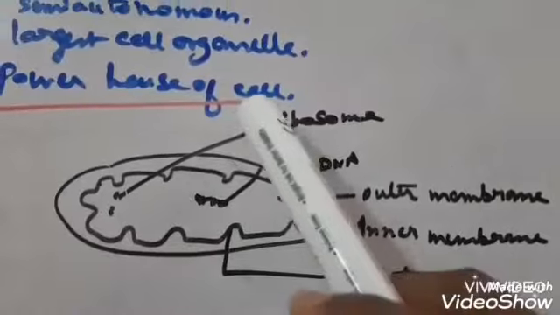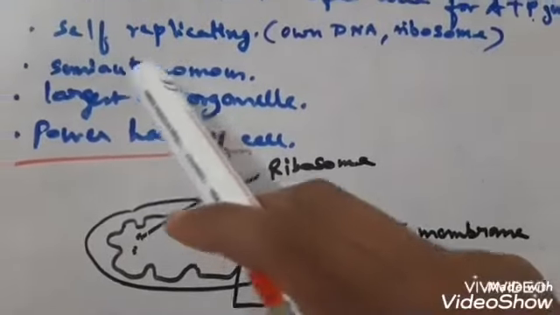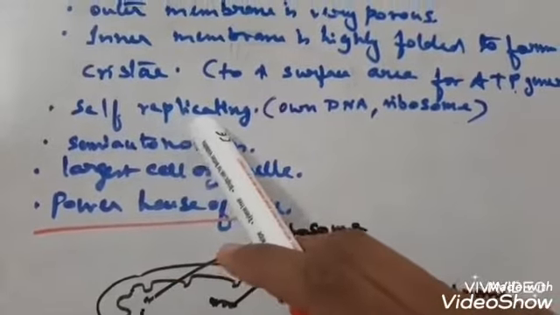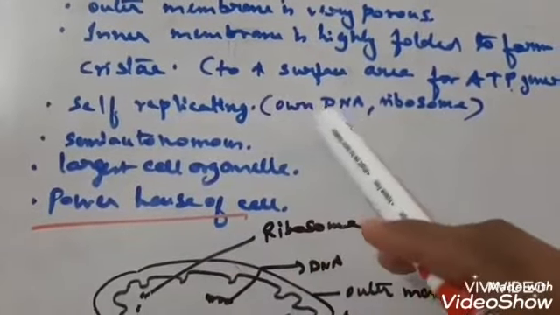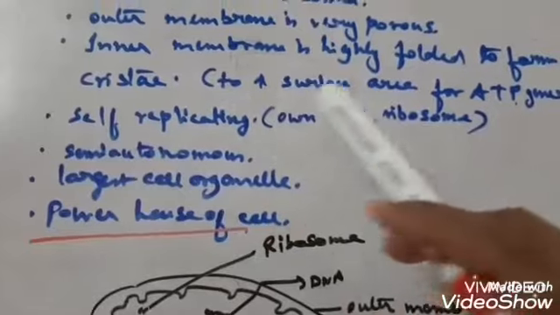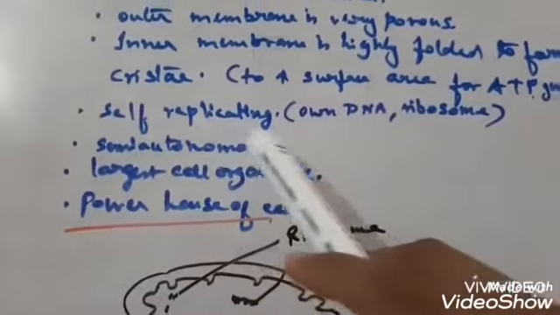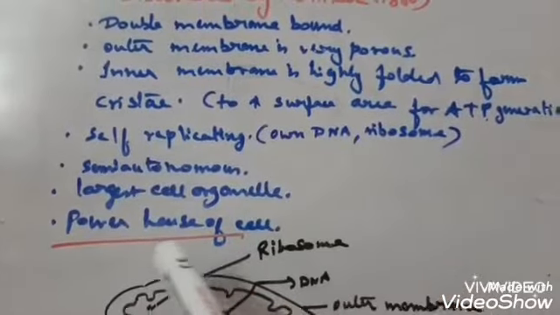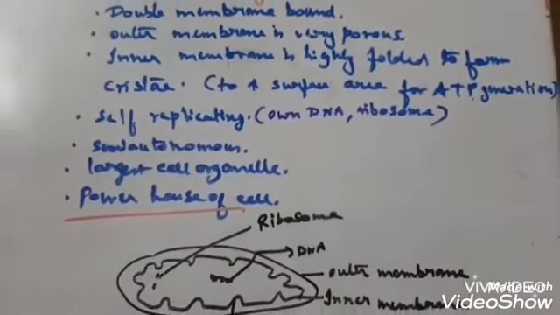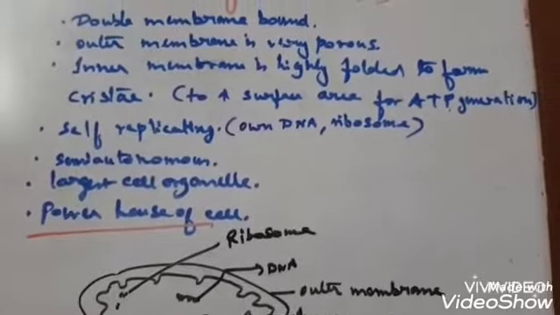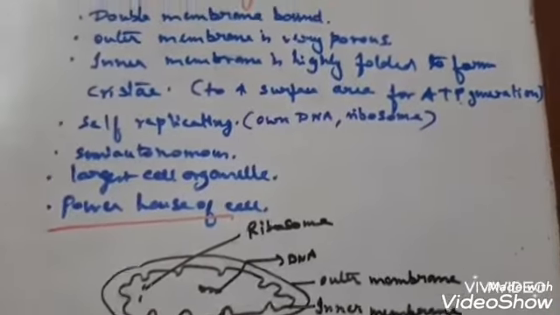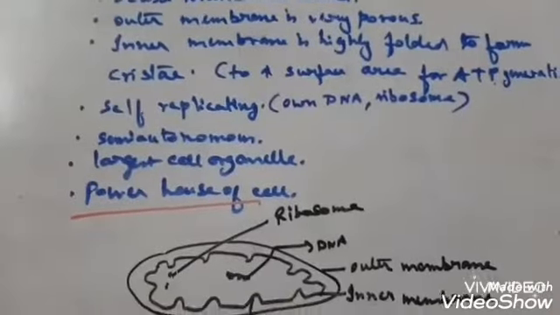Now the mitochondria is known as semi-autonomous. Why is it semi-autonomous? Because it is self-replicating. It has its own DNA and ribosomes, so it can replicate itself. That's why it is called semi-autonomous. And it's the largest cell organelle in the cell and known as the powerhouse of the cell because it forms ATP, or helps in the production of energy in the cell.